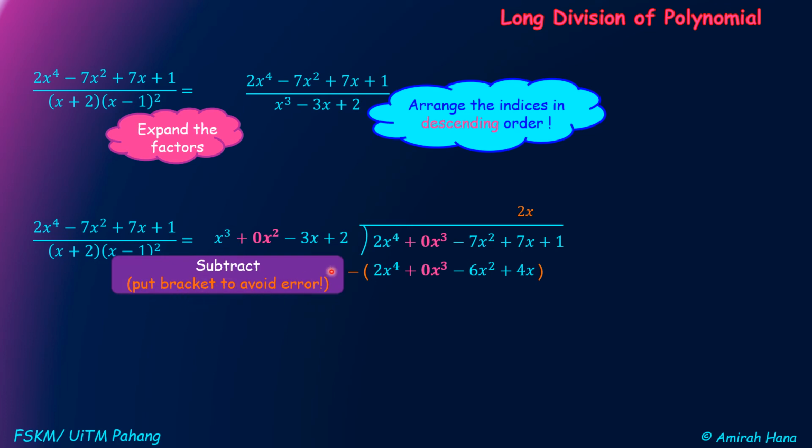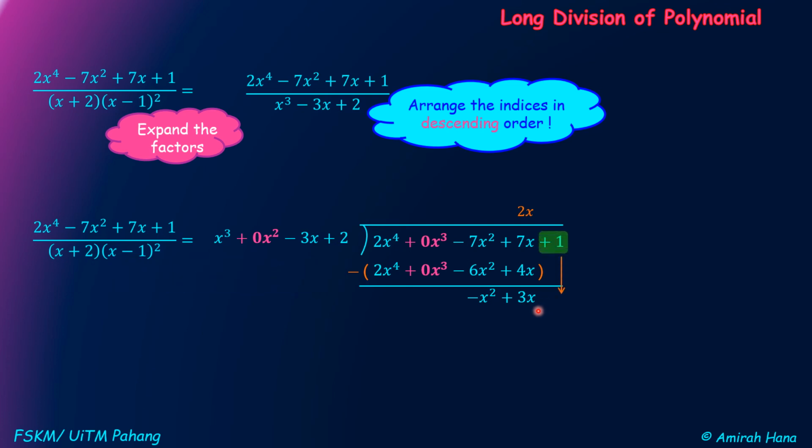We must put brackets to avoid errors. When we subtract, we have 0 and 0. Then negative 7x squared minus negative 6x squared gives negative x squared. And 7x minus 4x gives positive 3x. After that, we bring down positive 1.